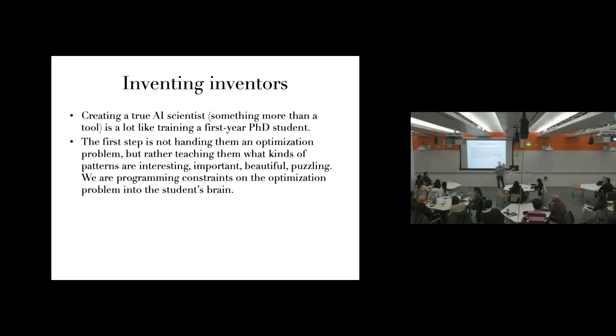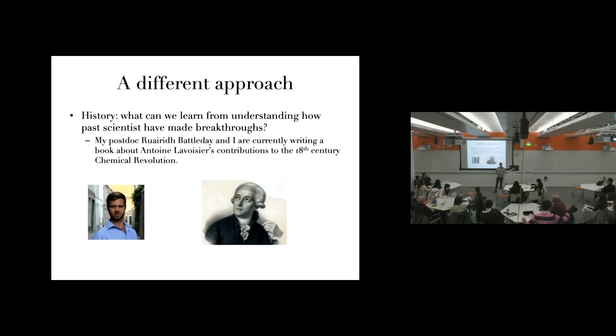If we want to create a true AI scientist, something more than a tool, it's more like training a first-year PhD student. For those of you who have experience either as a first-year PhD student or as an advisor of one, it's a lot more like giving them a kind of taste and an intuition. So you're not just giving them optimization problems, or at least not ideally. You're teaching them what kinds of patterns are interesting, important, beautiful, puzzling. We're programming constraints on the optimization problem into the student's brain, rather than handing them optimization problems.